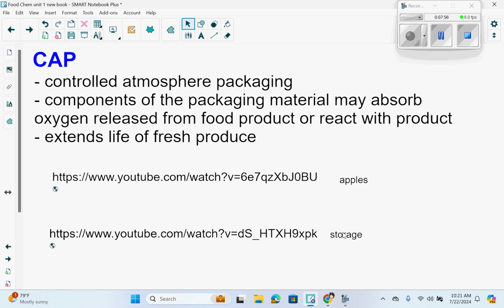So you're reducing the gas that surrounds the apple, right? So you take the oxygen out, you put some like nitrogen in there, and it basically kind of puts them to sleep and slows the ripening process.